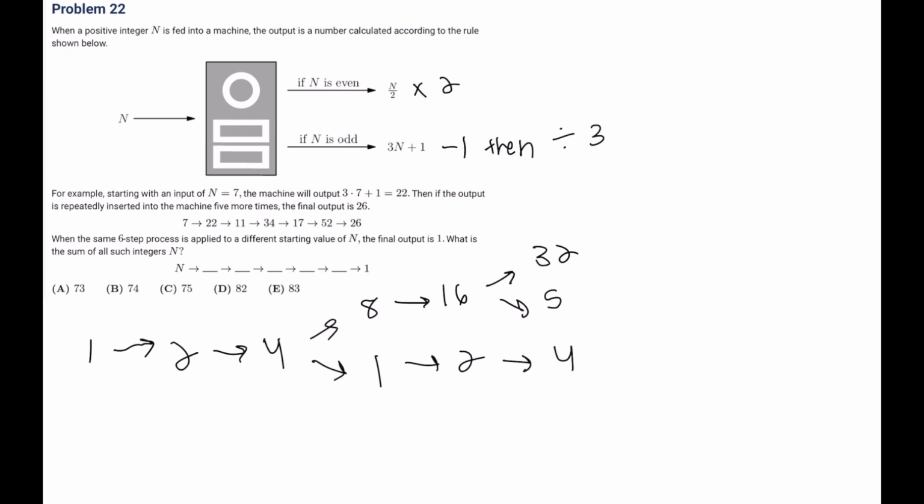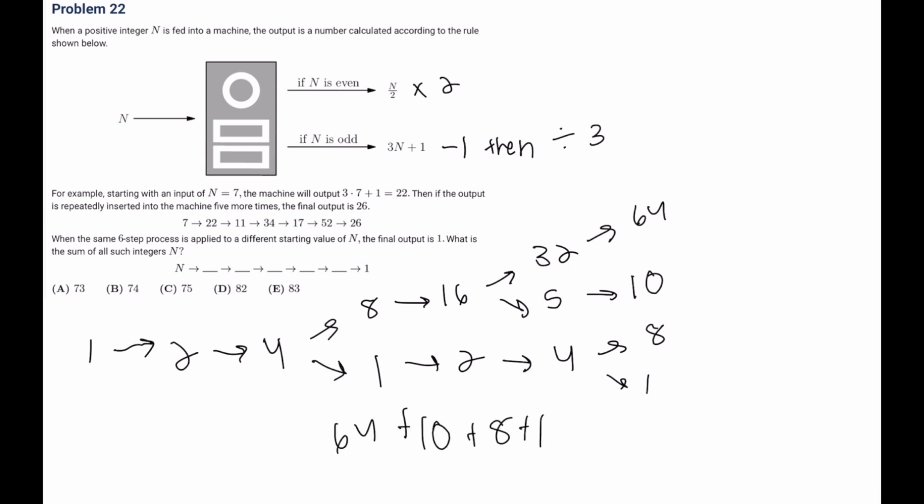And then our last step is 32 times 2, which is 64, because we cannot subtract 1 and divide by 3 and get an integer. 5 times 2 is 10. And we know that 4 can either go to 8 or 1 from before. So then we add 64 plus 10 plus 8 plus 1, which equals 83, because they're asking for the sum of all such integers n, and 83 is answer choice E.